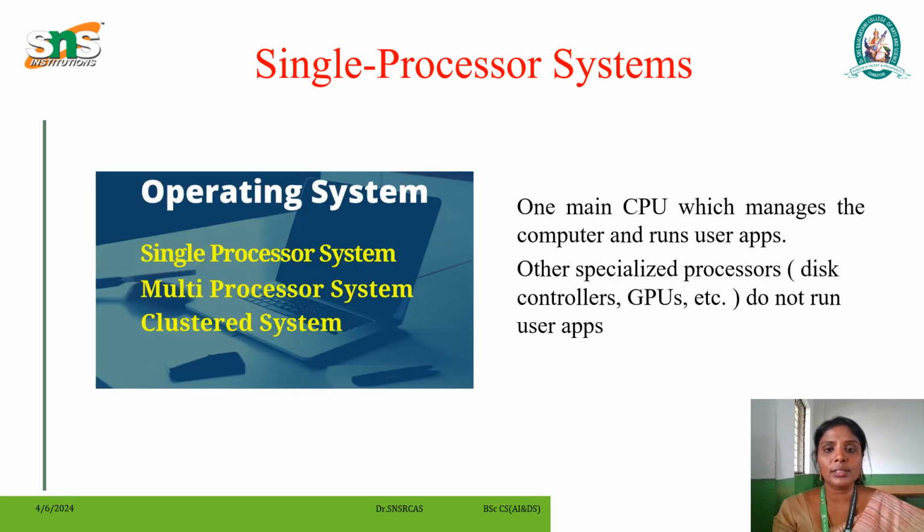Next we see the single processor system. There is one main CPU which manages the computer and runs user apps. Other specialized processors such as disk controllers, GPUs, etc. do not run user apps. Almost all single processor systems have other special purpose processors as well. They may come in the form of device specific processors such as disk, keyboard and graphics controllers, or on mainframes they may come in the form of more general purpose processors such as I/O processors that move data rapidly among the components of the system. All of these special purpose processors run a limited instruction set and do not run user processes.